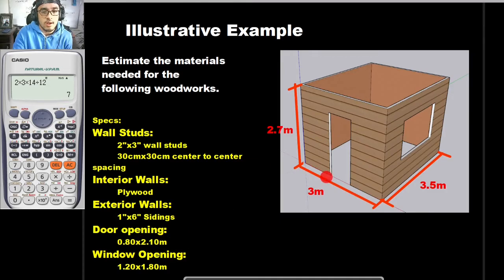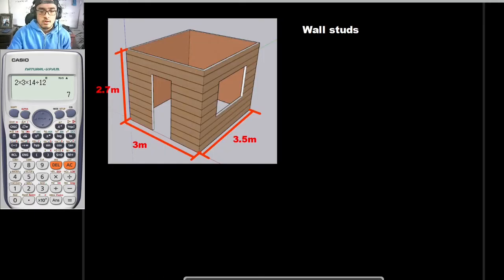So ito yung pintuan natin. So in this hole right here, it has a dimension of 0.8 by 2.1. And as for the window opening, 1.2 by 1.8. So for us to solve for the wall studs, this would be our approach.